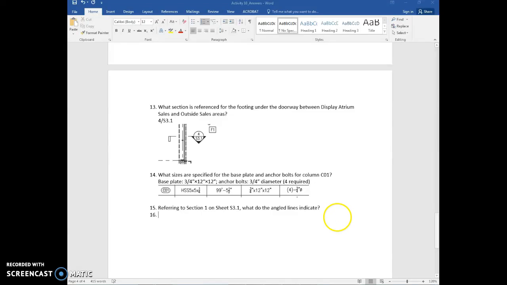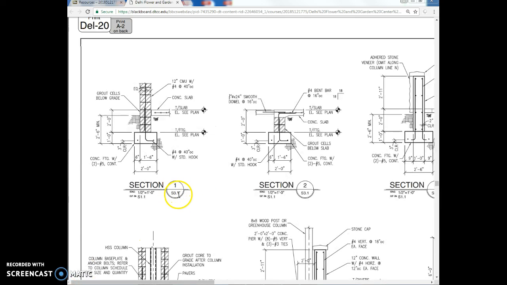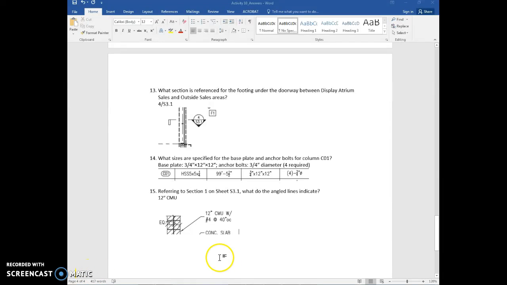And then number 15 says, referring to section 1 on sheet S3.1, what do the angled lines indicate? So here's section 1, S3.1, and you have to use some of your skills from way back in the class when we looked at different types of hatches. And here's the angled lines, and you can see that there is a leader line pointing to that says 12-inch CMU. Okay, so that is the end of exercise 10.2.